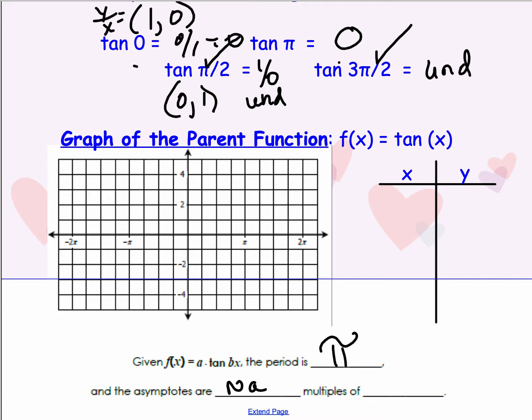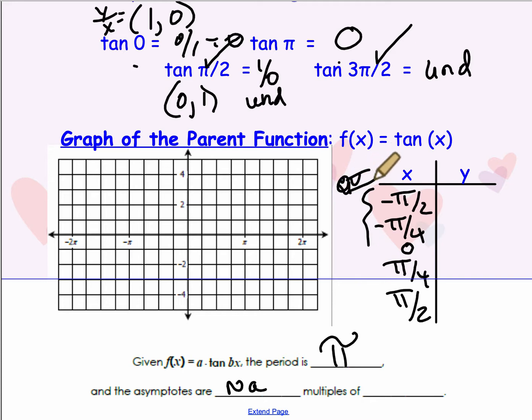So we're going to put 0 in the middle, and then we're going to go by fourths: pi over 4, pi over 2, and then negative pi over 4, and negative pi over 2. These angles are in quadrant 4, and these angles are in quadrant 1. In quadrant 1, tangent is positive, but in quadrant 4, tangent is negative. We already said pi over 2 is undefined, and negative pi over 2 is just going to be the opposite, but again, there's no such thing as positive and negative undefined.